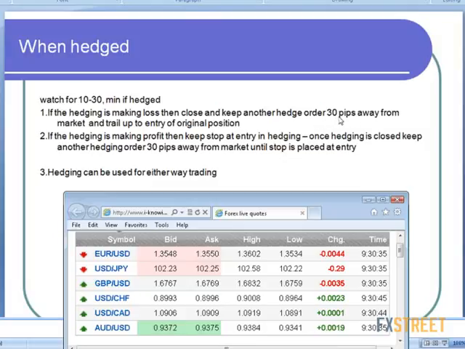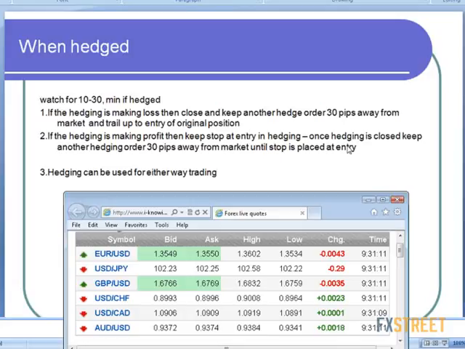If it is not making profit, understand it was filled during a stop hunt or a false move or an extended move, and close it with a nominal loss of 1 or 2 pips, or just keep the stop at entry and keep another hedge order 10, 20 or 30 pips away, and try to move it closer to the original buy position or sell position. Then keep the stop at entry and remove the hedge order. So in such a way, the hedging acts instead of a stop.